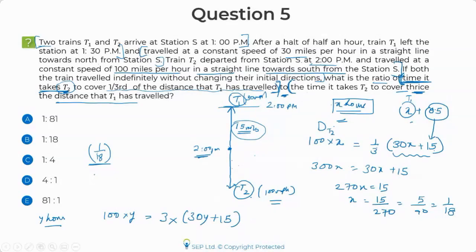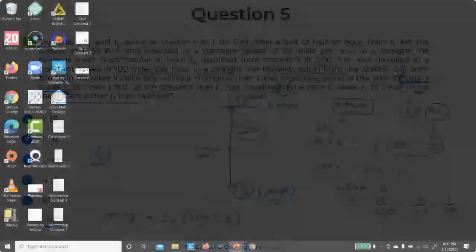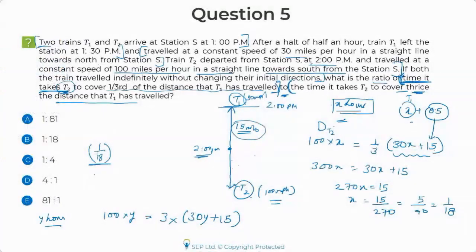Okay. If anyone has any questions, any doubts till this point, please feel free to ask. I'll find the value of Y and then I'll put it in and then I'll get the answer. So that won't take a lot of time. So any questions till this point, please ask.